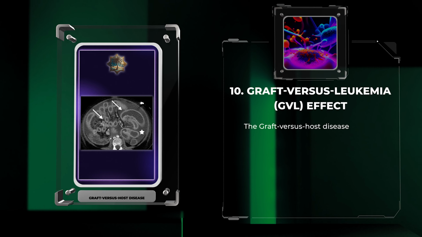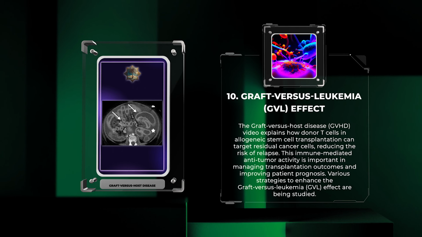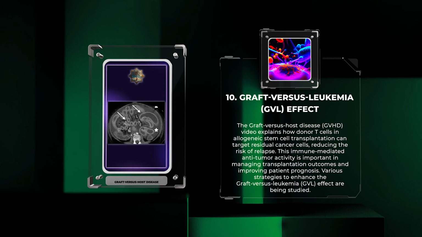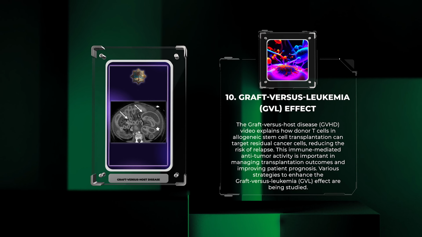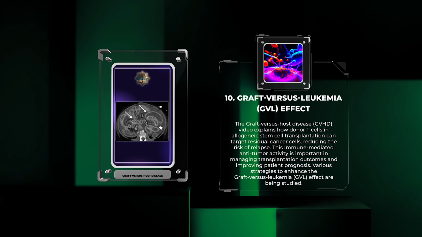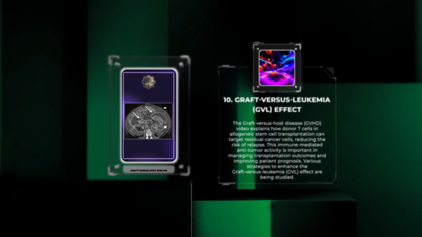The graft versus host disease, GVHD, video explains how donor T cells in allogeneic stem cell transplantation can target residual cancer cells, reducing the risk of relapse. This immune-mediated anti-tumor activity is important in managing transplantation outcomes and improving patient prognosis. Various strategies to enhance the graft versus leukemia (GVL) effect are being studied.